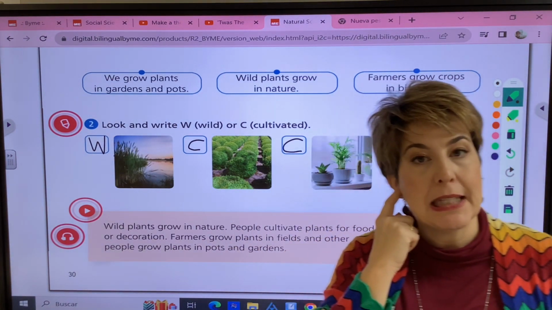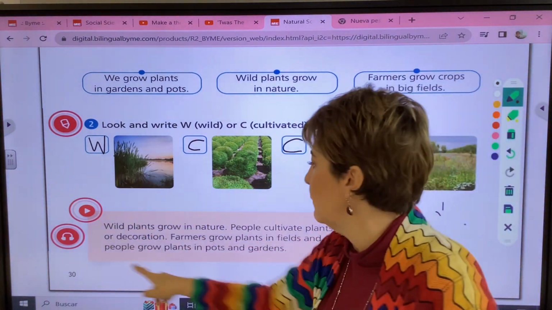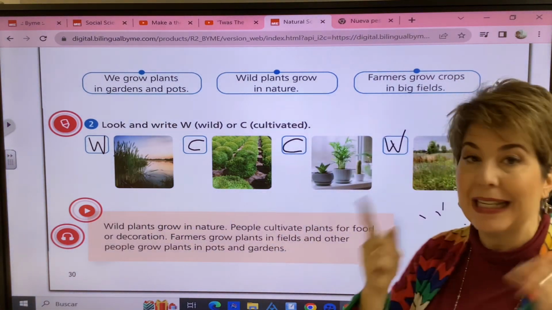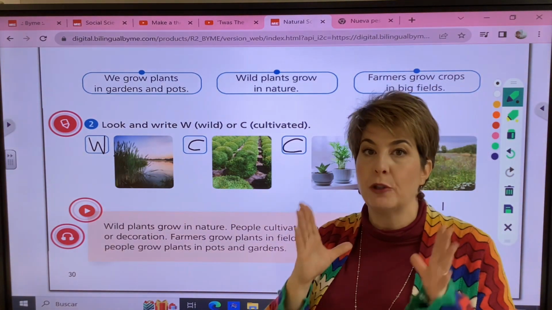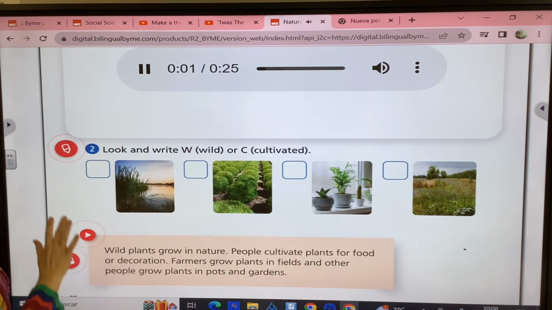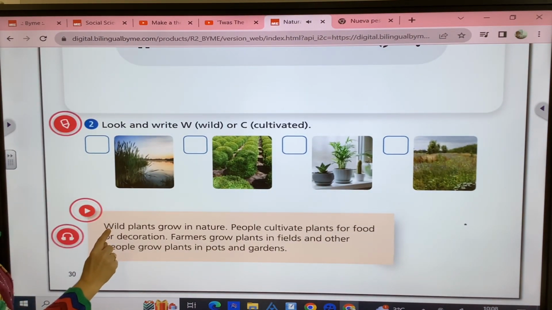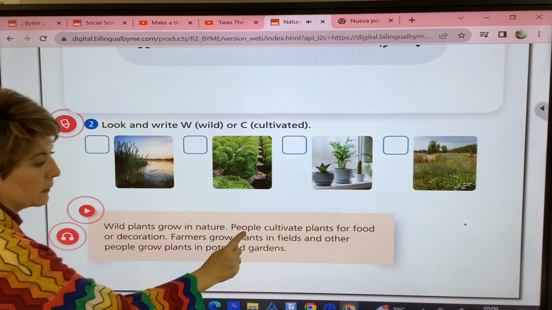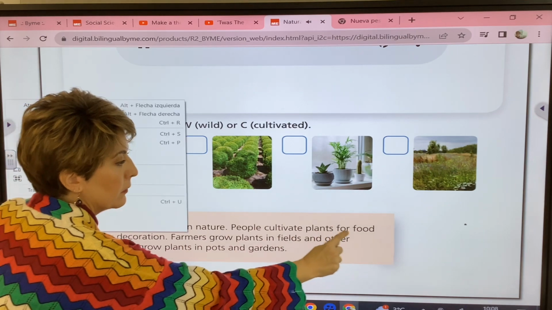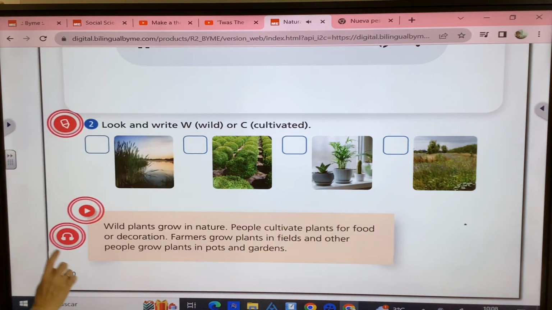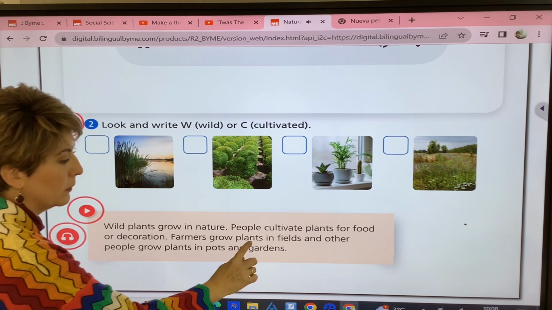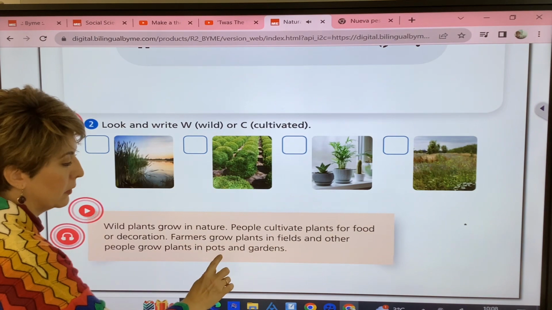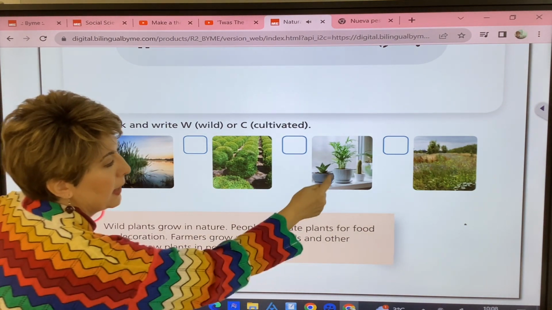Let's listen to the information that we have in the box. Remember that this box is the important information that you have to remember. Wild and cultivated plants. Wild plants grow in nature. People cultivate plants for food or decoration. Farmers grow plants in fields, and other people grow plants in pots and gardens. Okay, these are pots.